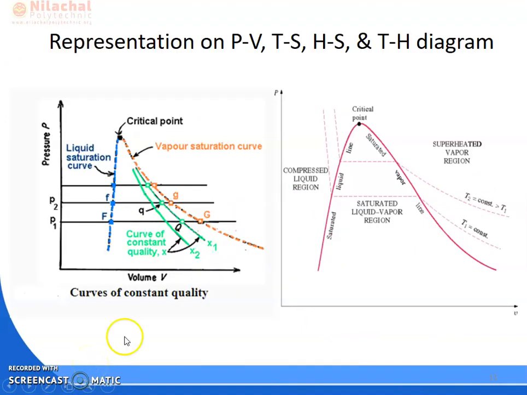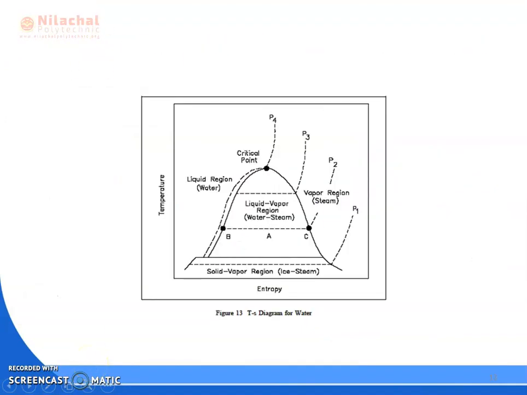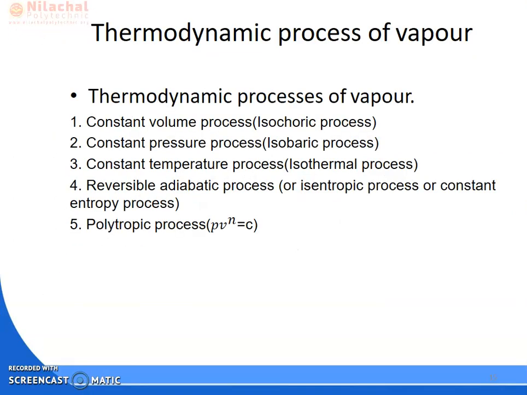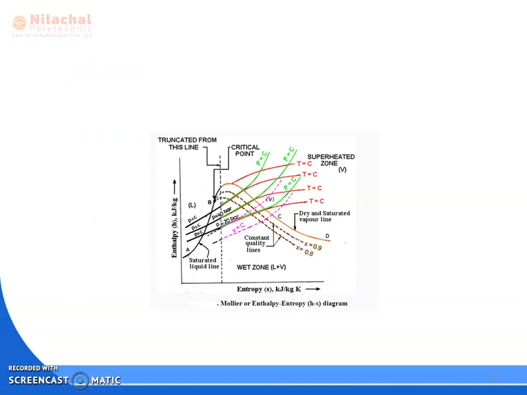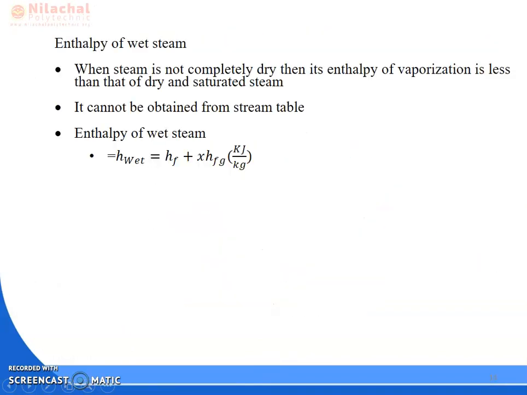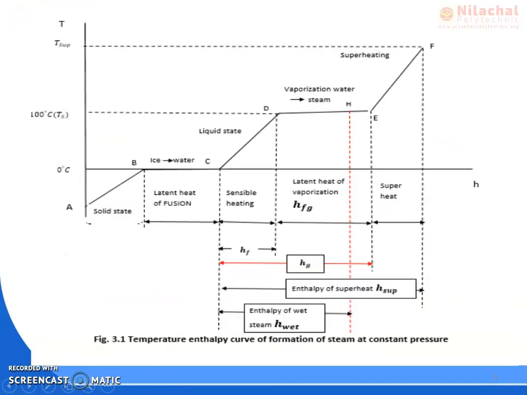Before we discuss the TS diagram, first we will discuss, you can see here, when you are discussing the formation of steam, 0 degree centigrade water will be converted to 300 degree or 200 degree, that will be superheated steam.